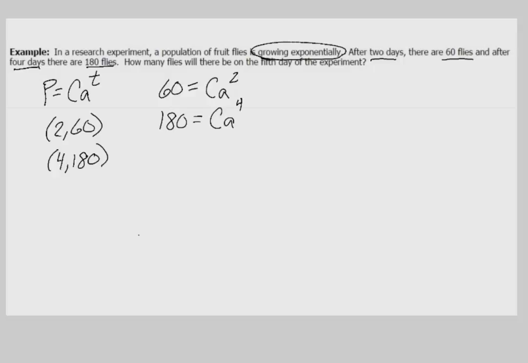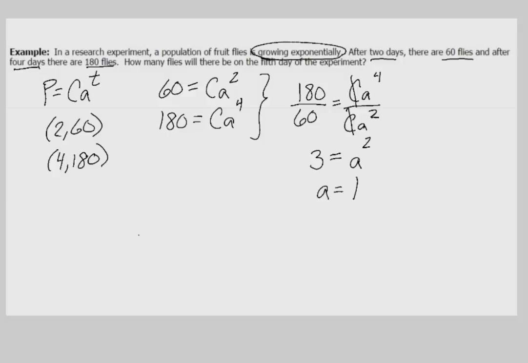raised to the fourth. We divide the second equation by the first, so 180 divided by 60 is equal to C A raised to the fourth divided by C A raised to the second. 180 divided by 60 gives me 3, and on the right hand side of the equation the C values will cancel out. I will get A raised to the 4 minus 2, or A squared. I take the square root of both sides, and I will get A is equal to 1.732. And you should store this value on your calculator.